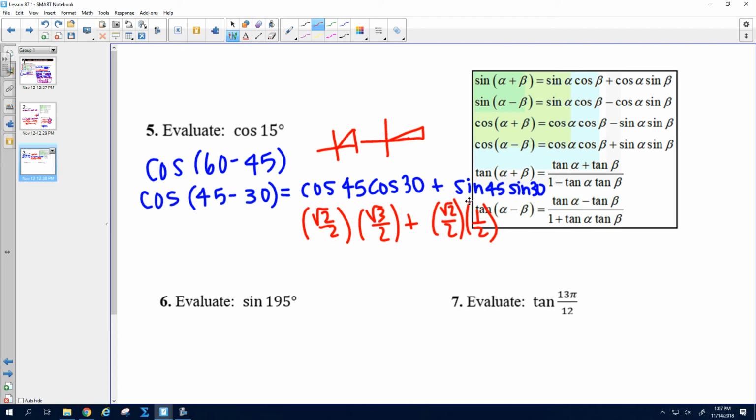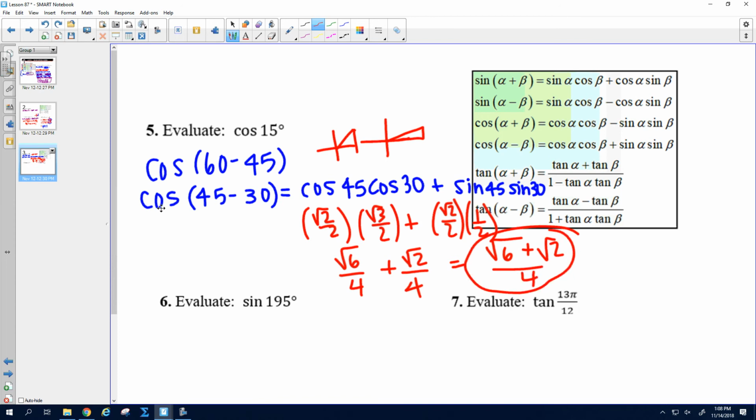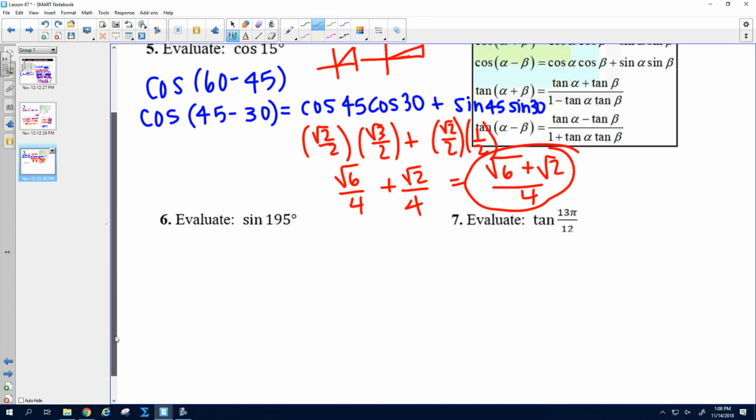Multiply your fractions first, then get common denominators. So top to top, bottom to bottom, this is the square root of 6 over 4. This is the square root of 2 over 4. And our final answer would be to write this all over 4. That's as simplified as it gets, and you're good to go.